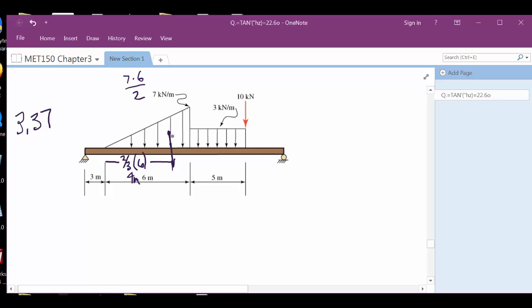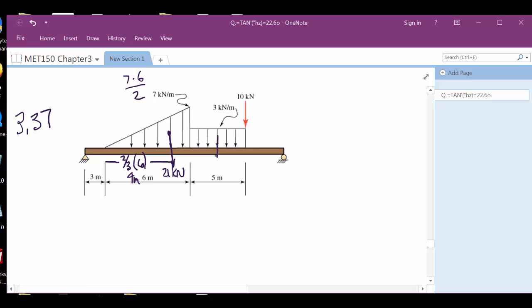To get the force, so what was that? 32. 32 divided by 2 is 21 kilonewtons force at 4 feet. Okay, that takes care of that one.